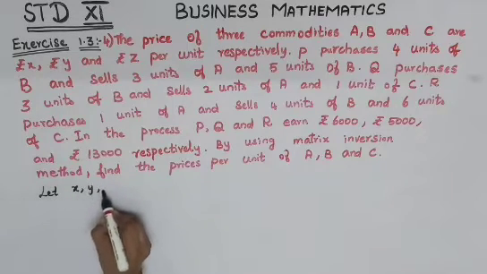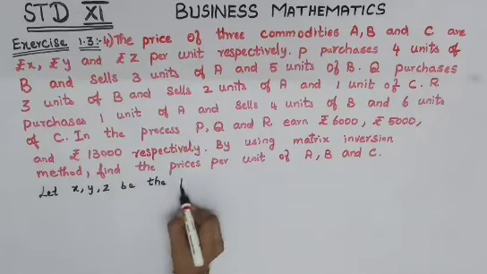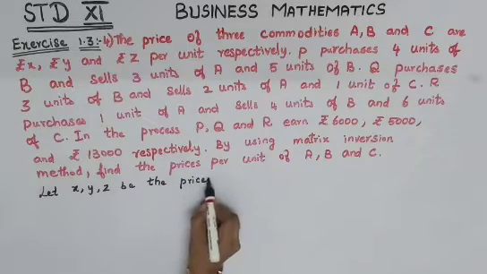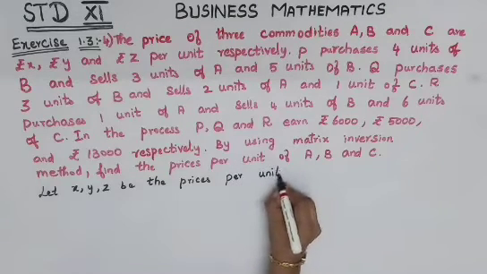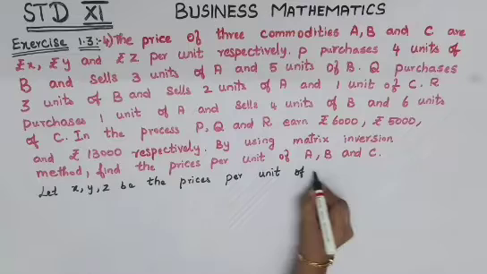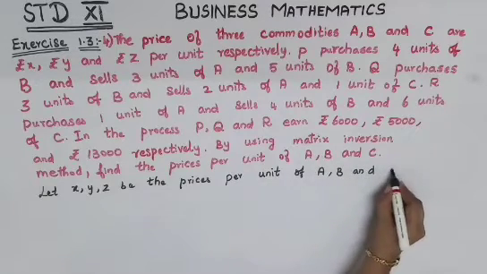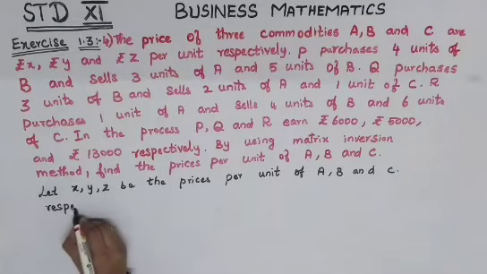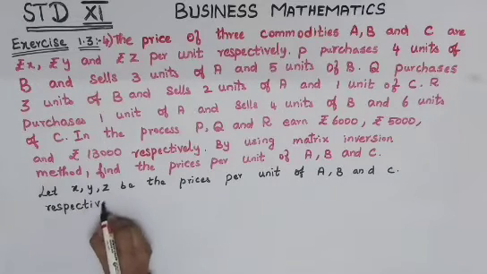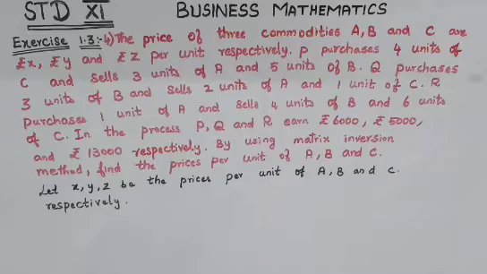X, Y, Z be the prices per unit of A, B and C respectively. So first we'll have to declare it, so that is why we are declaring it. X, Y, Z be the prices per unit of A, B and C. And you're going to the first condition.